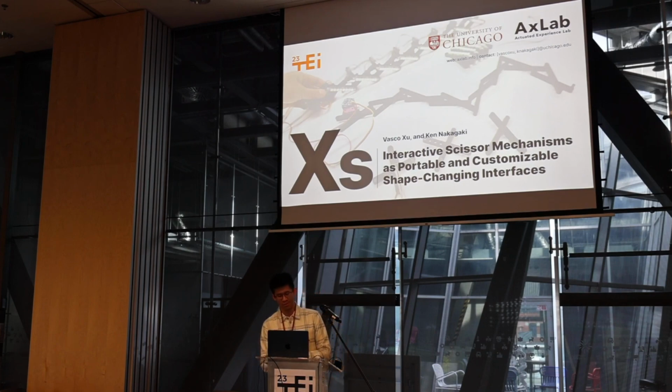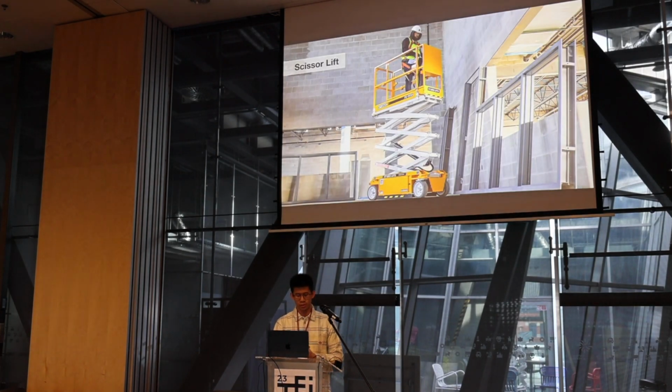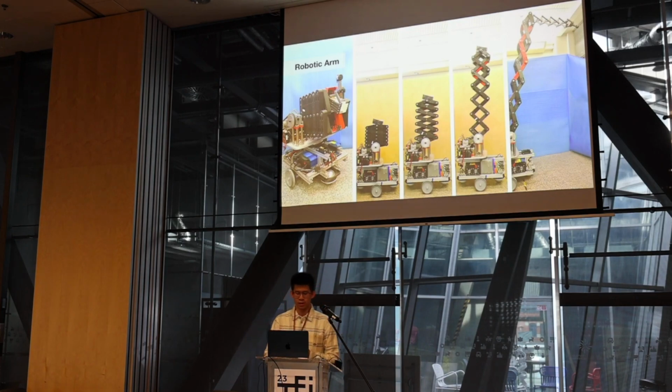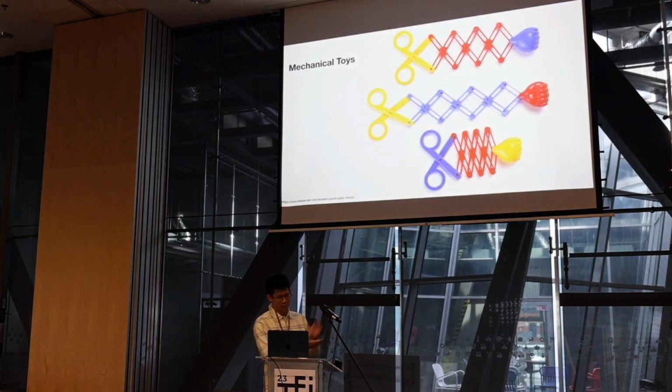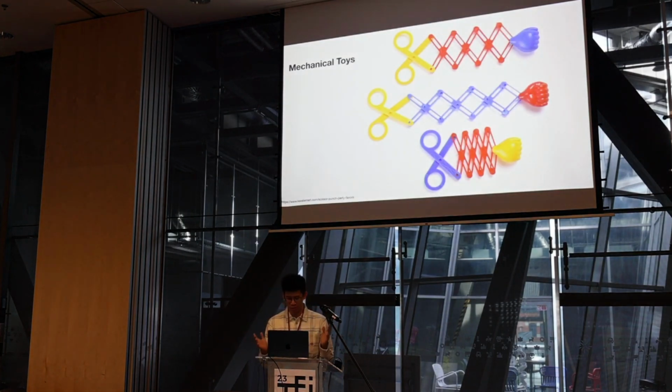Anyway, I'm here to present our work on interactive scissor mechanisms as portable and customizable shape-changing interfaces. Scissor mechanisms are a popular and widespread extension mechanism used anywhere from scissor lifts to robotic arms, which can reach really hard to reach places while preserving a really compact form factor. We have extendable lamps, flexible furniture whose position and length you can adjust. And you even have mechanical toys, which are just fun.